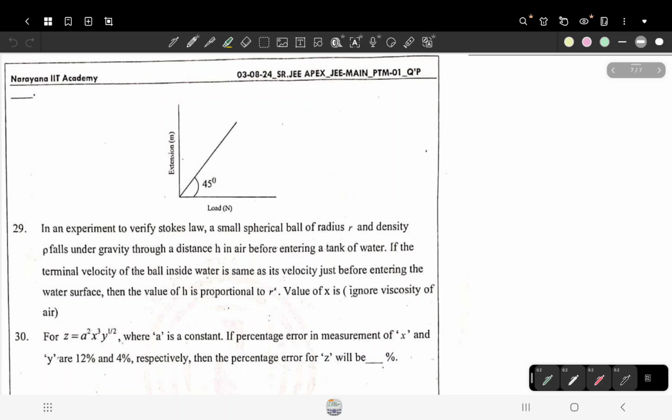Therefore extension and load, and I have 45 degrees, and since you know the Young's modulus formula, we already talked about Searle's method in class. So Y is equal to F L by A into e, right? From the graph you find out the slope of it. The slope can be written as e by F. We have e by F is equal to tan 45, which is nothing but 1. Therefore Y is equal to L by A into e by F, that will be equal to L by A.